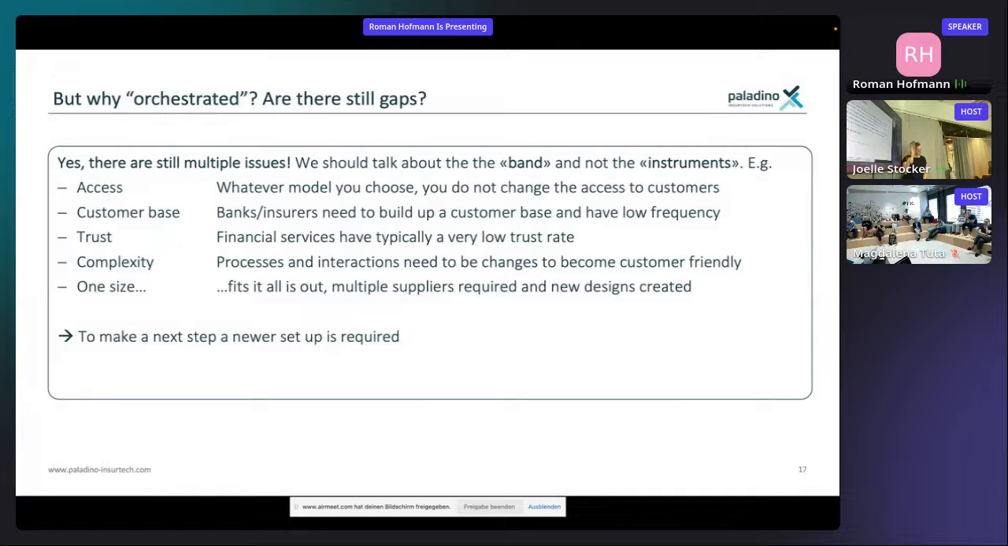There are so many startups in the insurance sector that try to do embedding. They offer one specific product, they push it to different channels. And by the way, my first startup does the same. They have their car insurance product, they have their household protection, they just push it to different channels. And that's still one size fits all, which doesn't work.